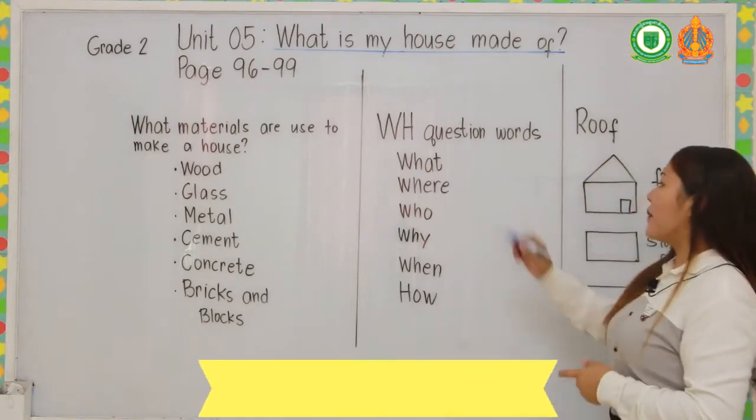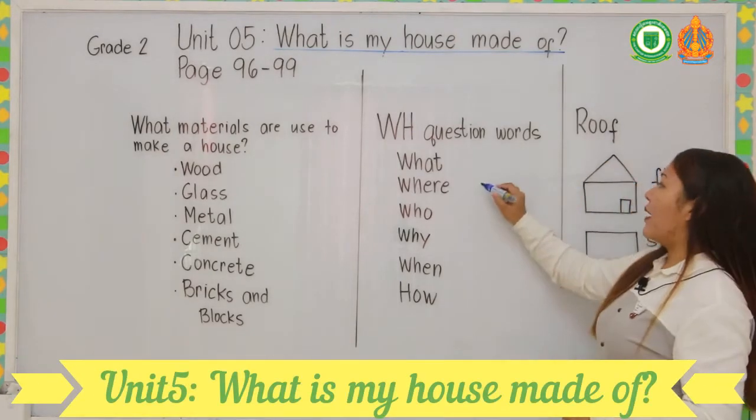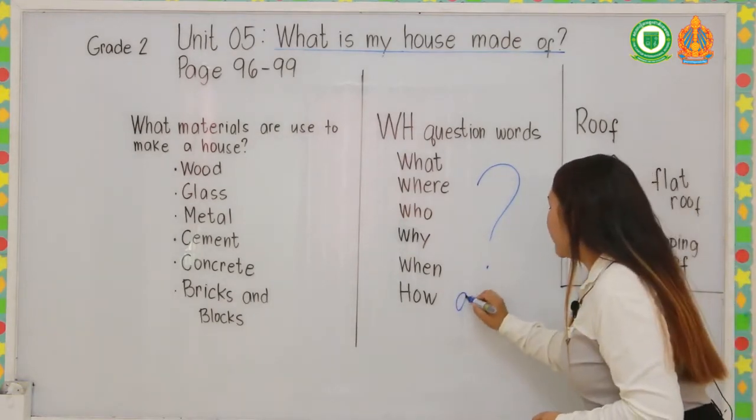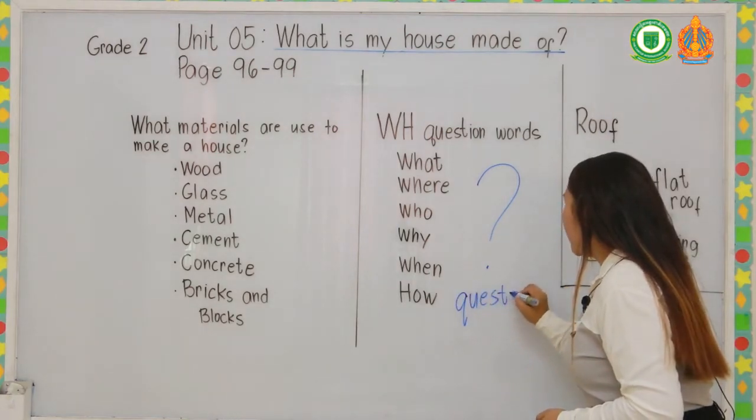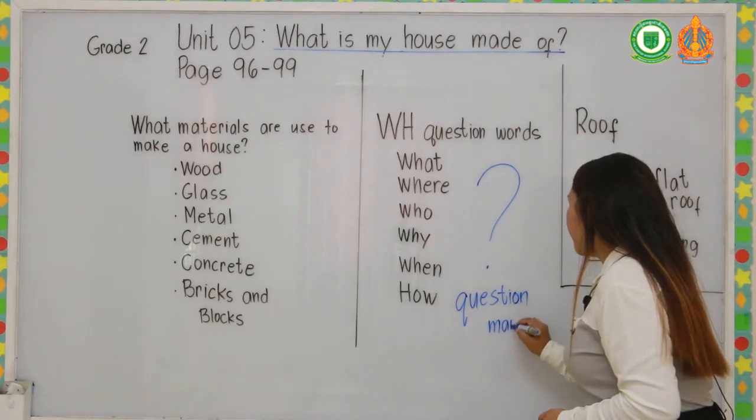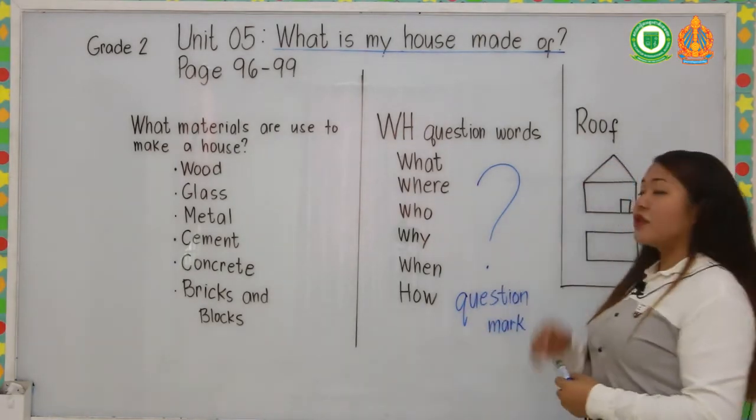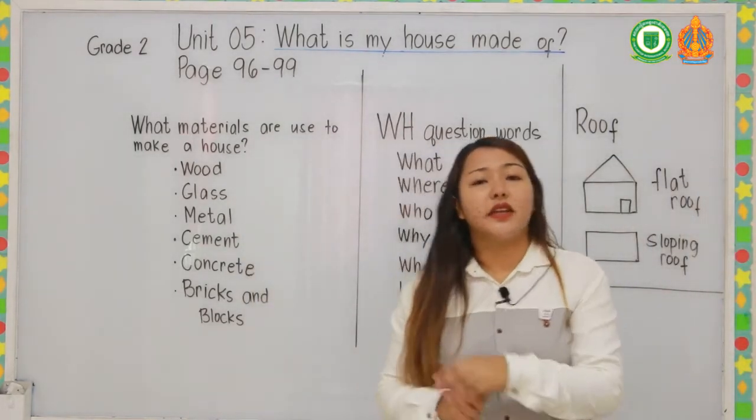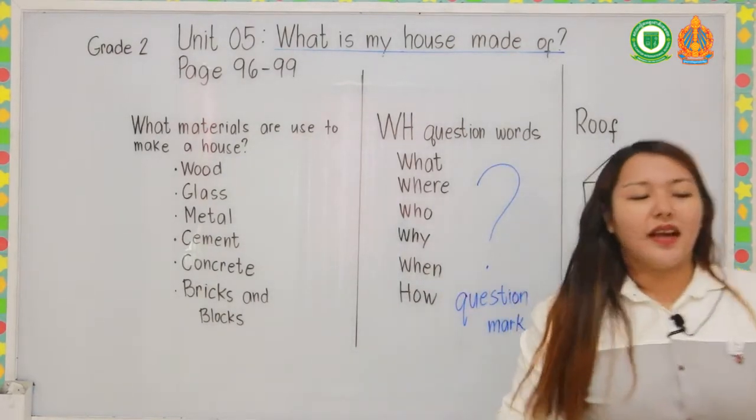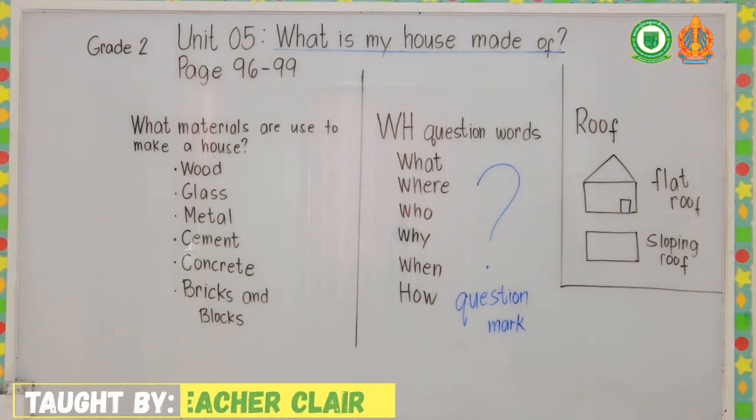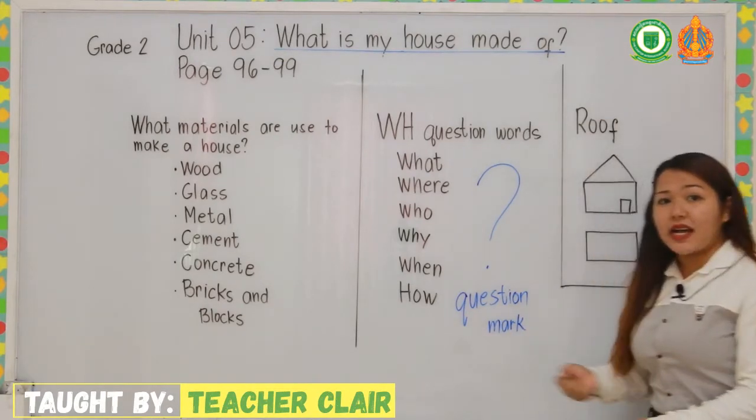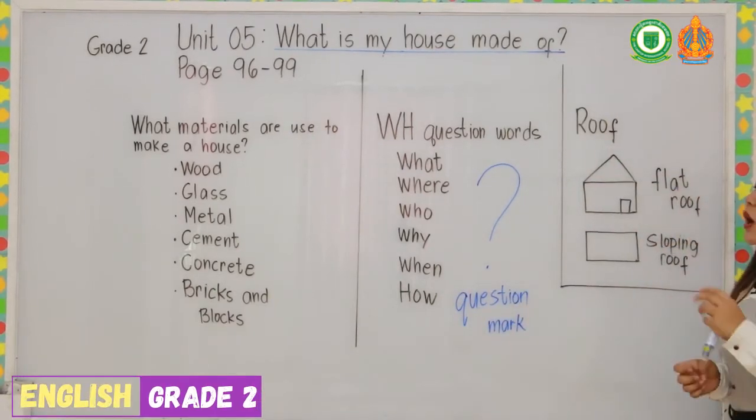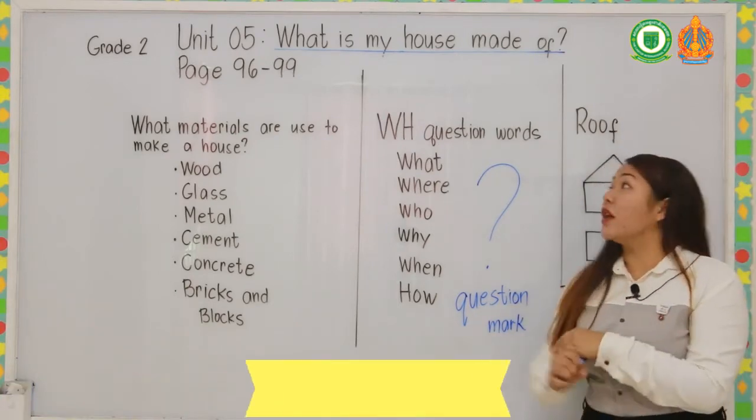And one thing that you need to remember, when you are asking, you have to use this symbol, and we call this question mark. Okay, this is the question mark symbol. So if you see this at the end of every sentence, it means that you are asking a question, okay? Remember that, kids.